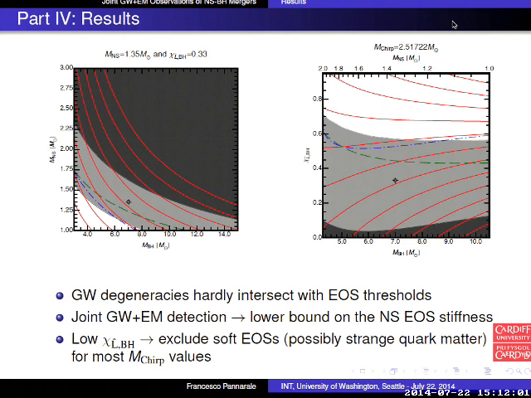So in particular, if we look at systems with low black hole spin, and we have a joint detection, we can immediately exclude soft equations of state. So this means that if we do detect a counterpart somewhere down here, a gravitational wave signal and its electromagnetic counterpart, none of the equations of state that are soft and support counterparts only up here can be valid.